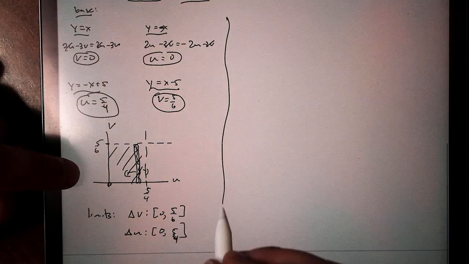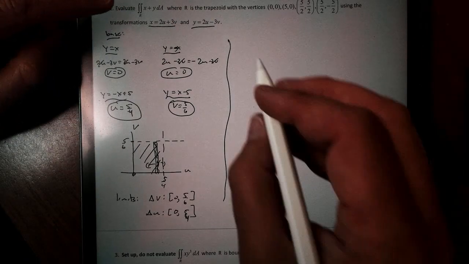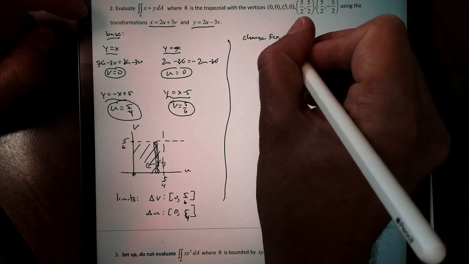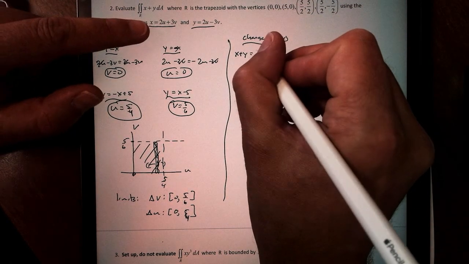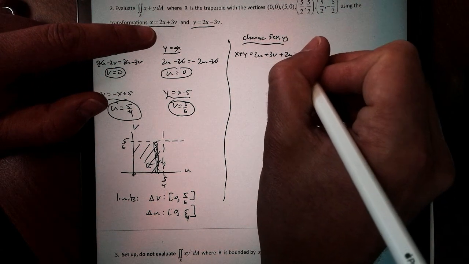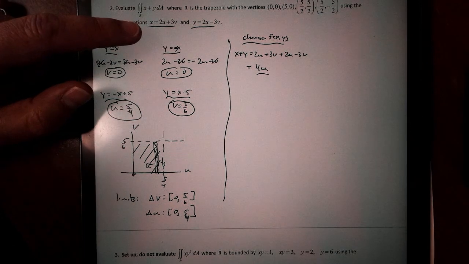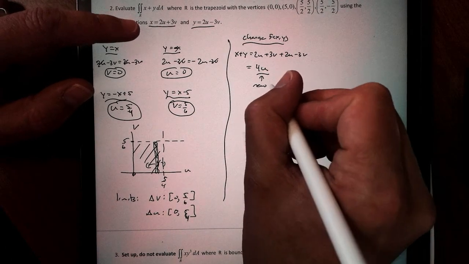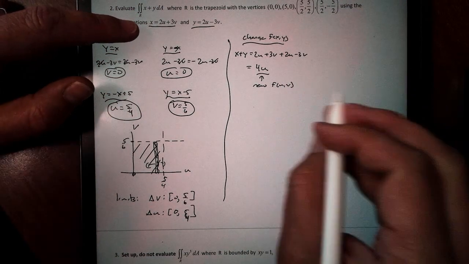Remember, I've got to find the volume here. We still have to change our function f of x, y. So we have x plus y. What's that going to equal? That's easy. That's just 2u plus 3v plus 2u minus 3v. So that's just equal to 4u. Oh wow, that's really nice. That's our new function, our new f of x, y, which is 4u.